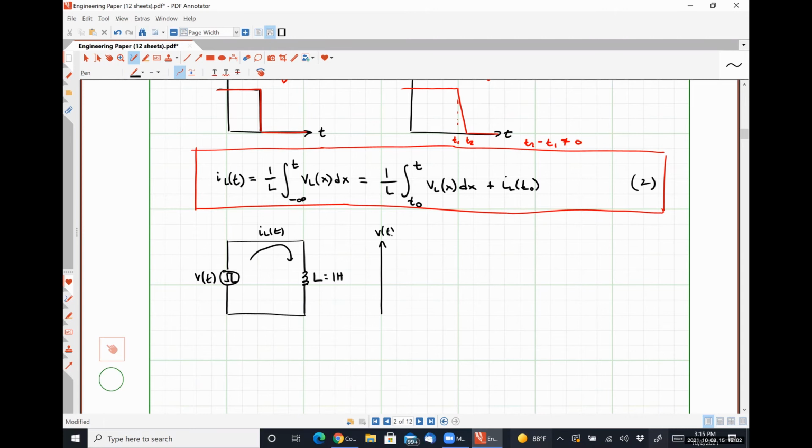And this is V of t as a function of time. So our voltage waveform is going to be 0 volts until we hit 1 second. Then it's going to jump up to, let's call it 10 volts. It's going to stay there for 2 seconds. And then it's going to fall back down to 0 and stay at 0 until the end of time.